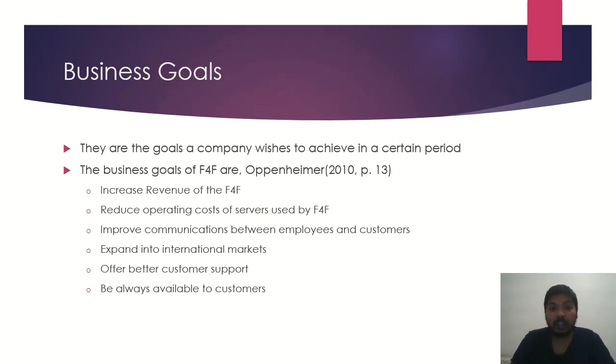Business goals. These are the goals a company wishes to achieve in a certain period. The business goals of Farmers for Farmers are to increase revenue. Each and every individual company mainly wishes to increase its revenue over time. Reduce operating cost and the cost of servers used by Farmers for Farmers. The operating cost should be reduced and it should be profitable for the company.